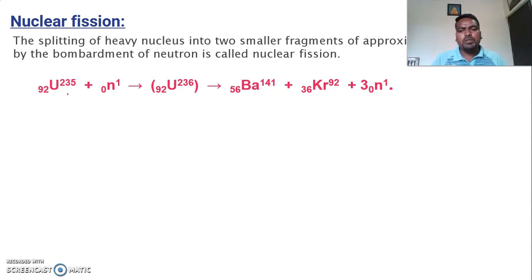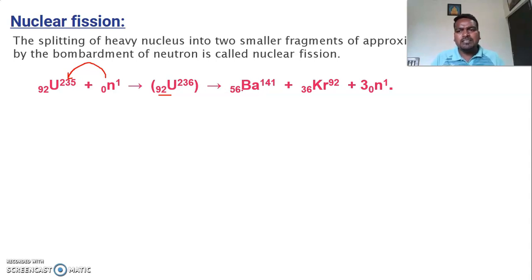The uranium 235 and neutron, the slow moving neutron bombards this uranium 235. It forms uranium 236. This uranium 236 is unstable. Then later it becomes barium and krypton, and it gives 3 neutrons. So this is an example of a nuclear fission reaction. That means here uranium is split and it forms barium, krypton and 3 neutrons. This is the best example for a nuclear fission reaction.